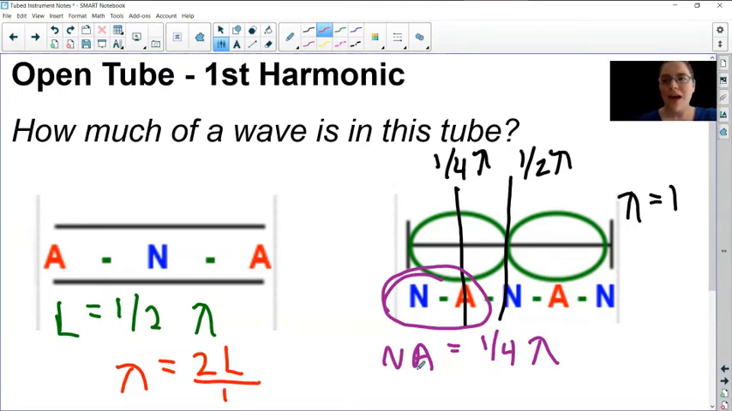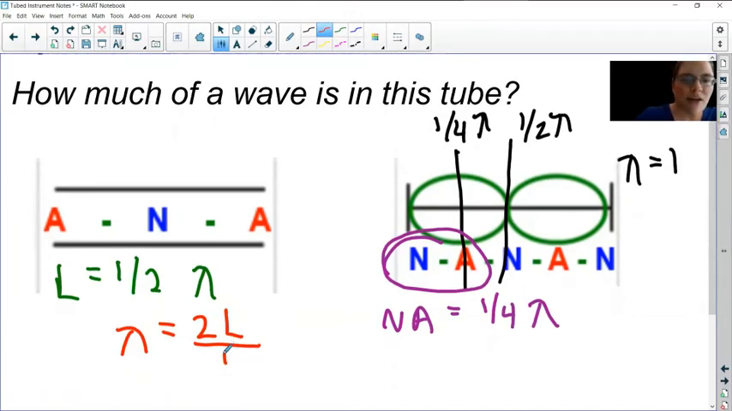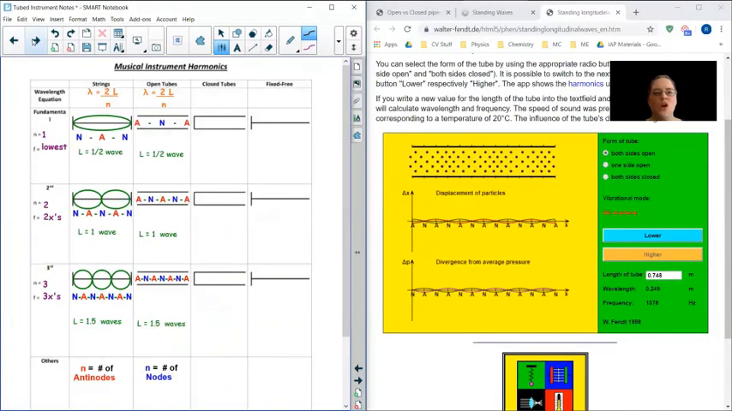If I expand that even further, what we will find for open tubes is that the wavelength for any open tube harmonic is going to be equal to 2 times the length of the tube over N, where N is the harmonic number. So to compare both strings and open tubes, they both use the wavelength equation of 2L over N. But the open tube has antinodes on the ends and nodes in the middle. And to get your harmonic pattern for the open tube, you're just going to count the nodes.